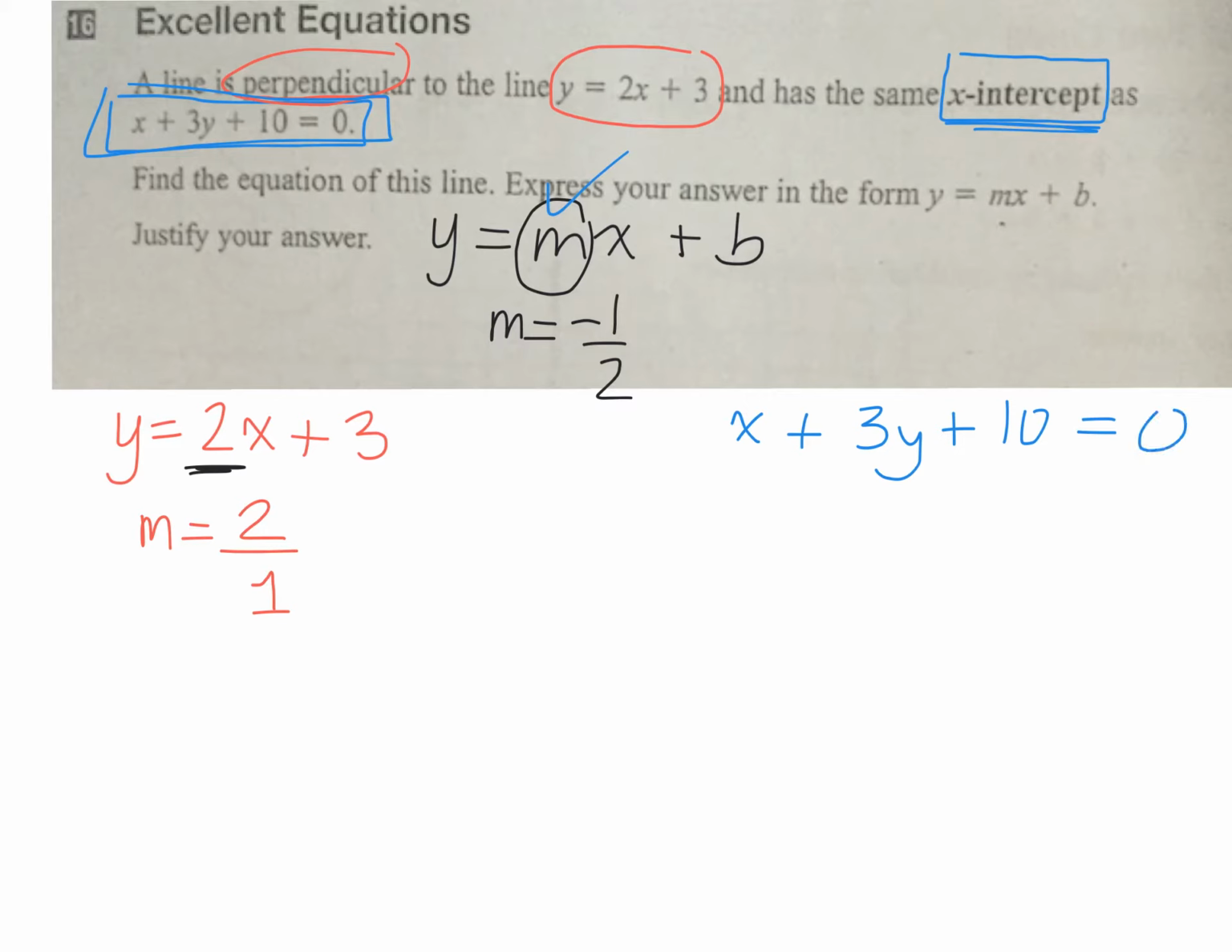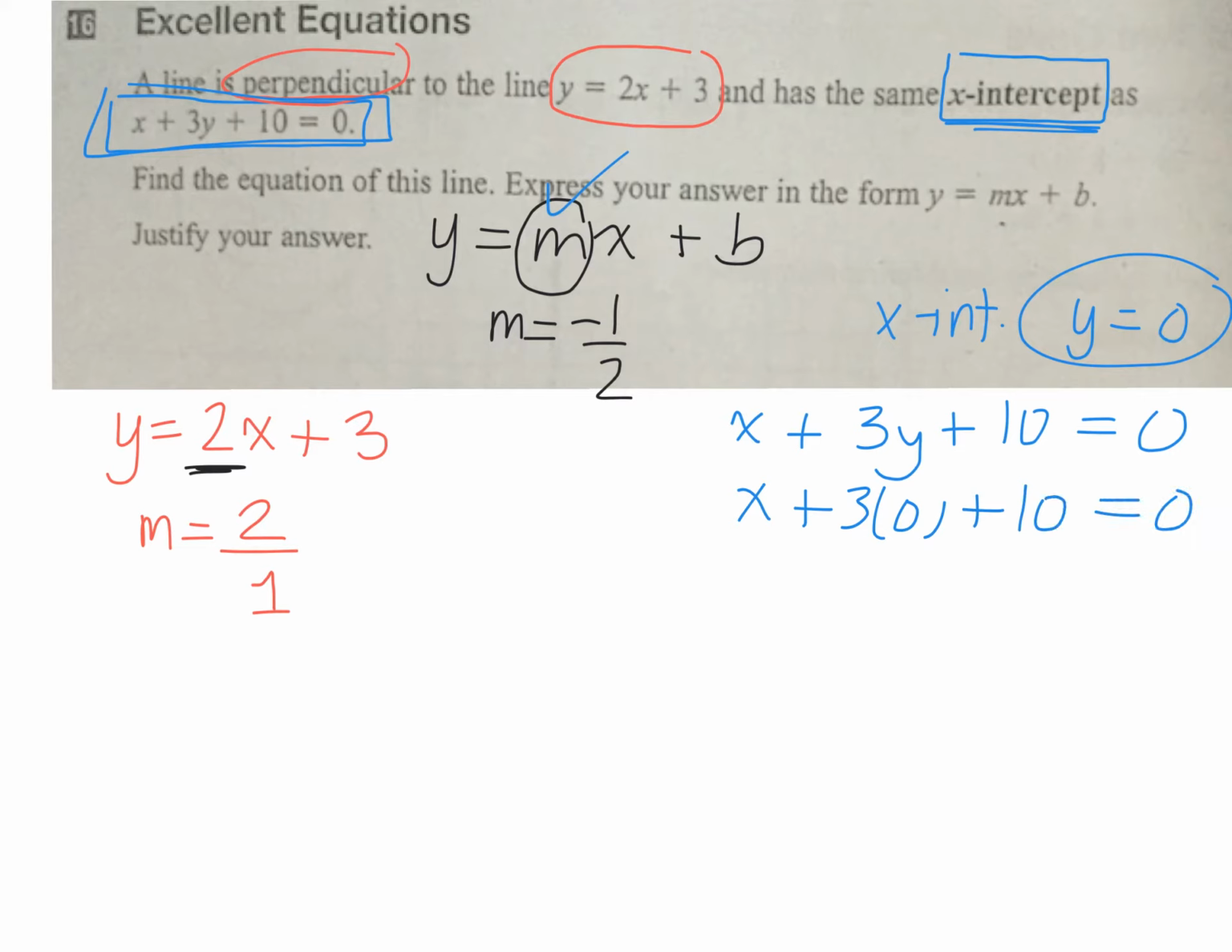How do you find an x-intercept? What do you have to do? Set the y value to 0 and isolate for x. Good. Everyone do that. Okay, so if y is 0, isolating, it becomes x plus 10 equals 0. So x equals negative 10.